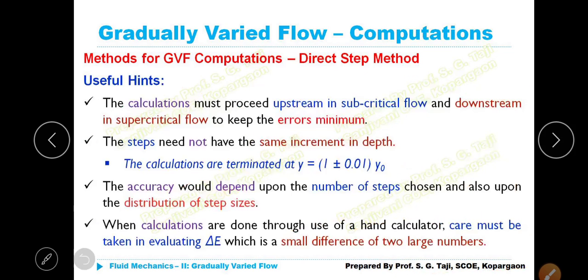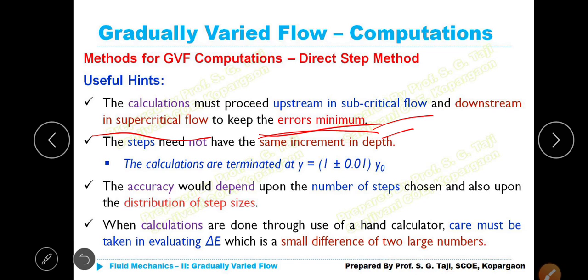That's all. Useful hints: the calculations must proceed upstream in subcritical flow and downstream in supercritical flow to keep the errors minimum. Why is it to be followed? To keep the error minimum, we have to proceed upstream in case of subcritical flow and downstream in case of supercritical flow. That you should remember.